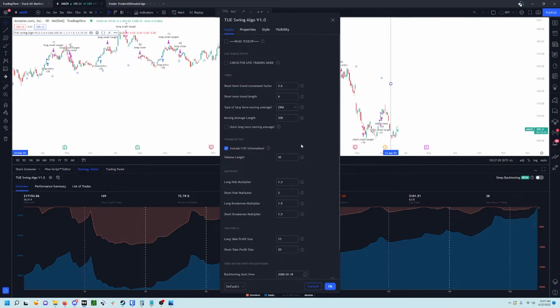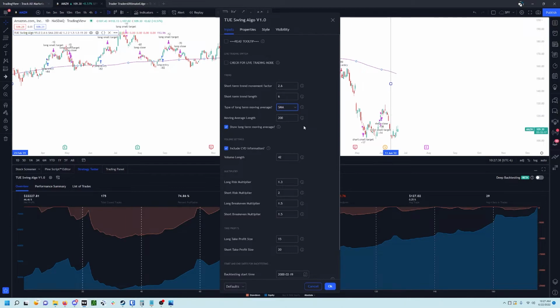Now, this uses a long-term moving average to help it determine where it's going to allow only shorts and where it allows only longs. So we'll go ahead and turn that on. We can show it here on the screen. Now I've done some testing and I know that the 200 SMA is best for Amazon.